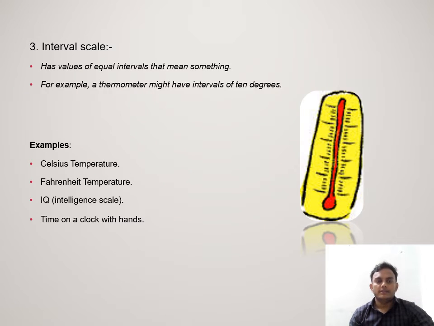Now third is interval scale. Interval scale has values of equal intervals that mean something. For example, a thermometer might have intervals of 10 degrees, and here are the examples: Celsius temperature, Fahrenheit temperature, intelligence quotient or intelligence scale, time on a clock with hands. Also, one thing that needs to be said about interval scale here: zero has some meaning. Zero temperature has some meaning.